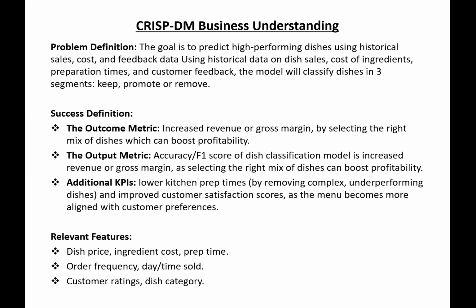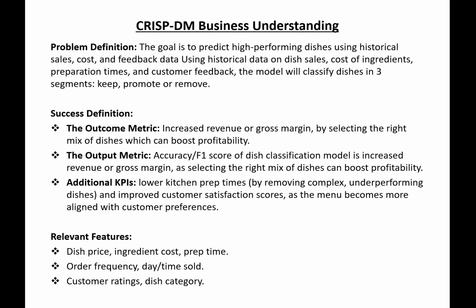Additional key performance indicators. Those could be lower kitchen prep times, in brackets I put by removing complex underperforming dishes. So dishes that are not performing well are removed from the menu, and dishes that are performing well are kept on the menu. Some are promoted, some are kept, and that can also be based on improvement in customer satisfaction scores. So the higher the score, the more popular the dishes, the lower the bad reviews. Most of the dishes are taken out of the menu.